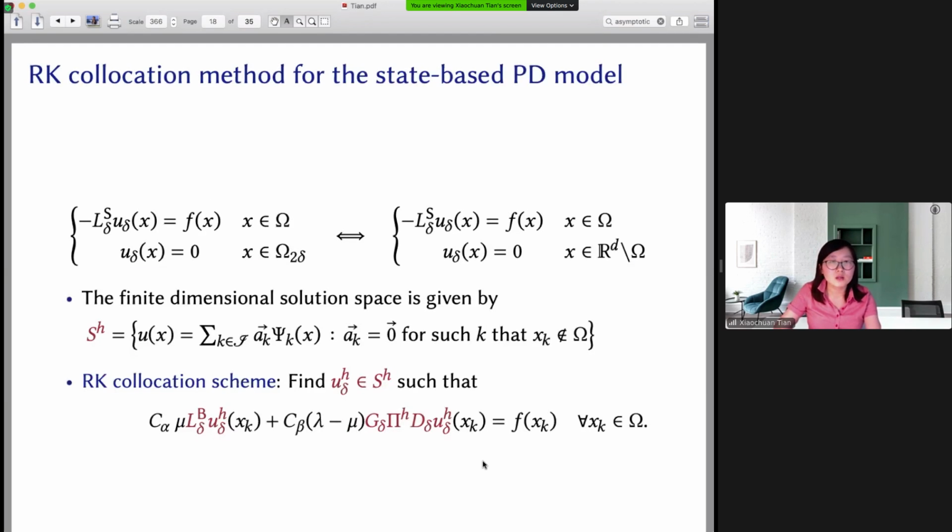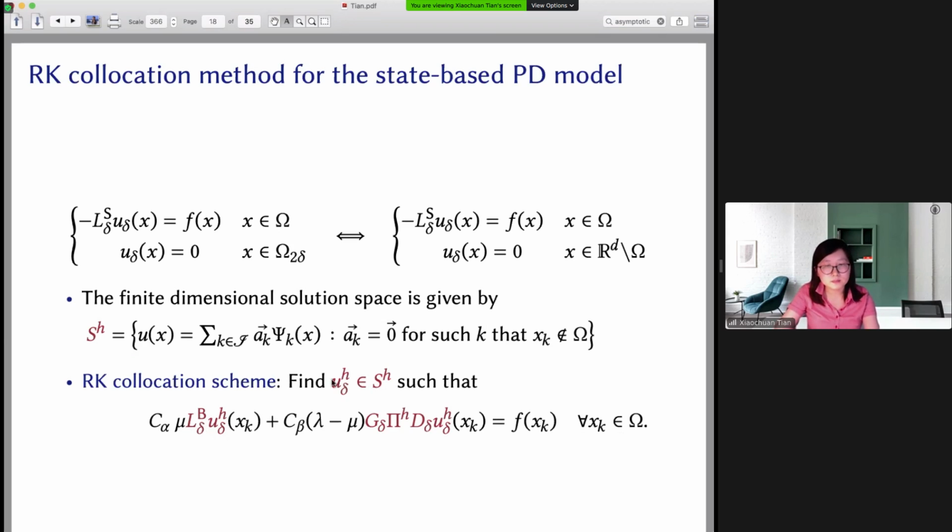And if you want to look at the collocation method for the state-based model, it's similar, but for the state-based model we have a two delta layer as a boundary condition. But it's equivalent to writing it as the boundary condition for every x outside omega. And then the only change is that it defines the finite dimensional solution space as this combination where a is now a vector instead of a scalar. So then u is a vector field. Then you seek those solutions in the solution space, and that holds on the grid points.